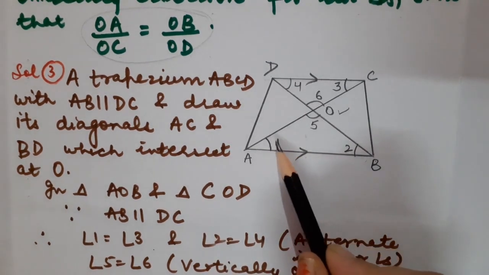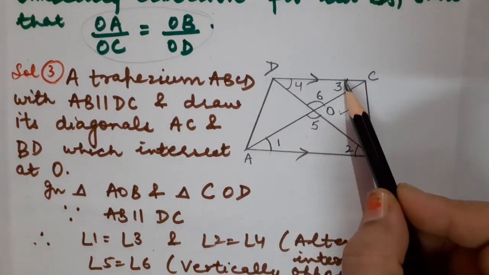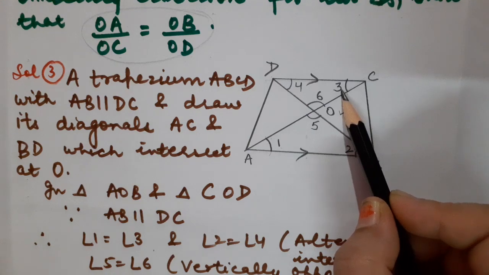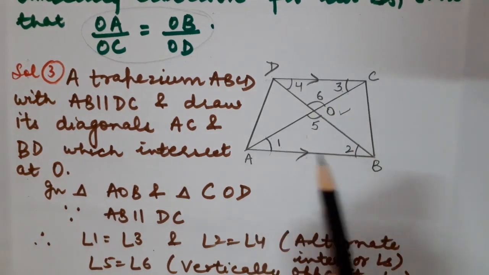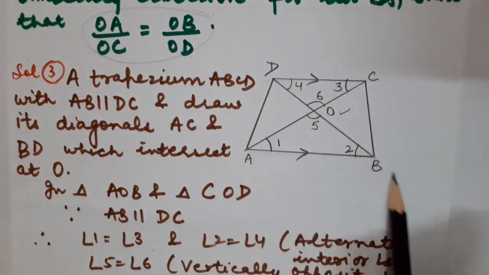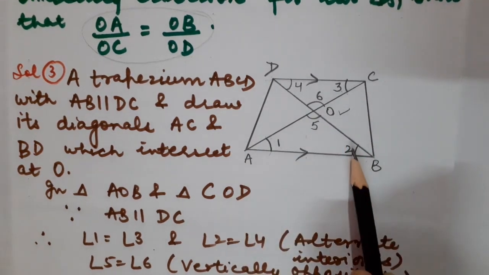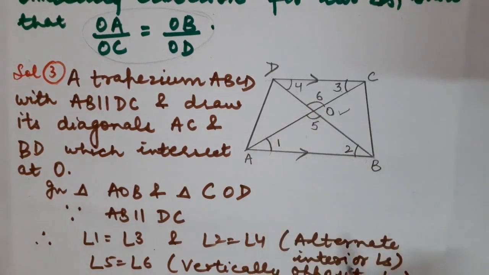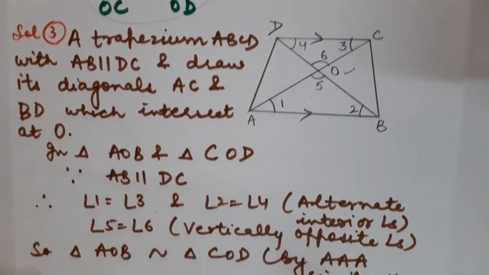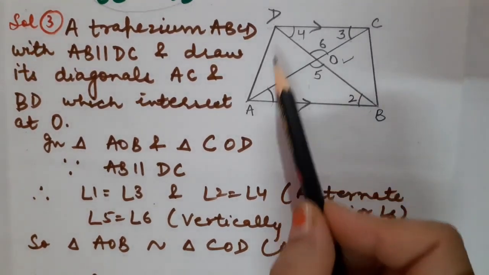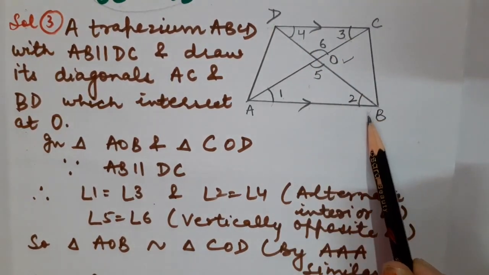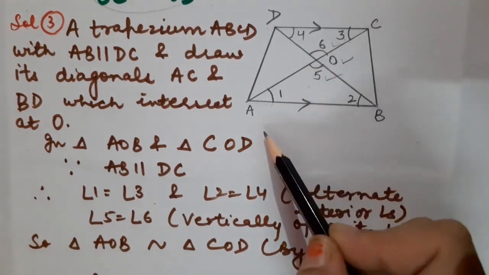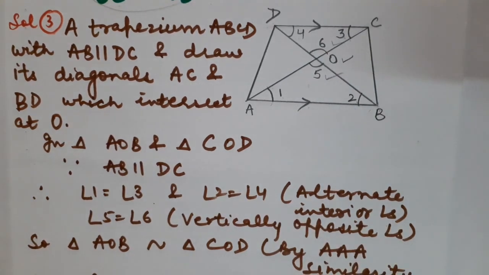So what can you say? Angle 1 must be equal to angle 3. Why? They both are alternate interior angles. In the same manner, if AB is parallel to DC, then BD will also act as a transversal. So angle 2 must be equal to angle 4. Angle 2 and angle 4 are also alternate interior angles. Fine, children. Now here you can see that AC and BD are both intersecting lines. As they are intersecting, angle 5 must be equal to angle 6, vertically opposite angles.